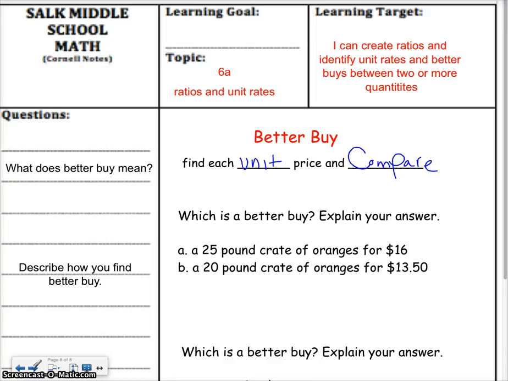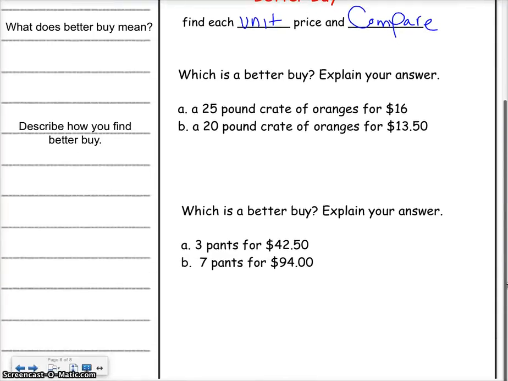So, which is a better buy? Explain your answer. Your math explains your answer. Whatever's cheaper is the better buy. Okay. So a 25-pound crate of oranges for 16 bucks, or a 20-pound crate of oranges for $13.50. Which one is better? Well, I want to know how much for one.